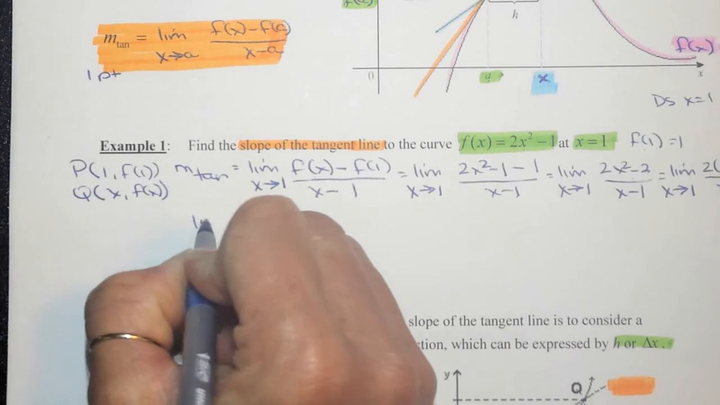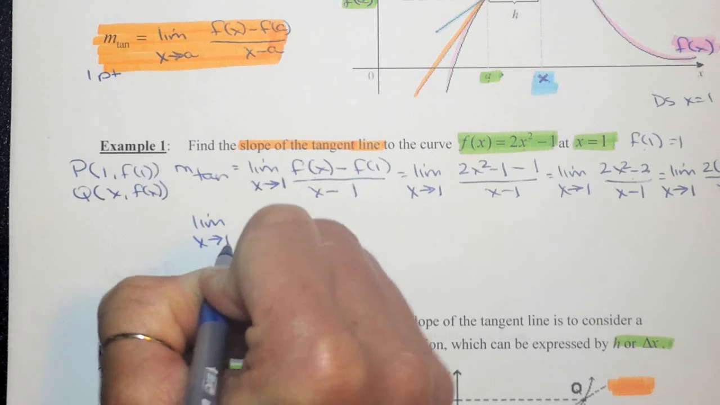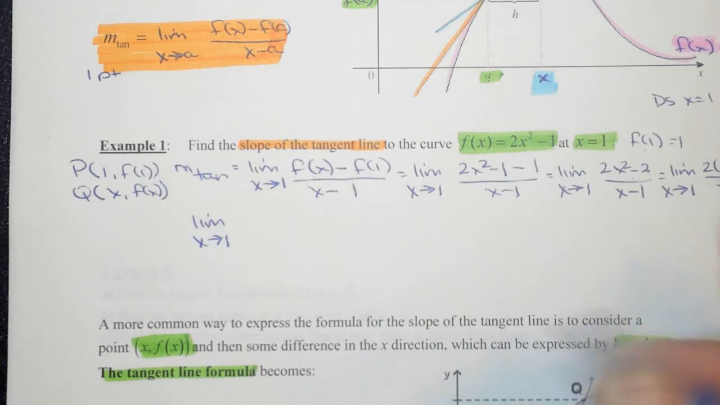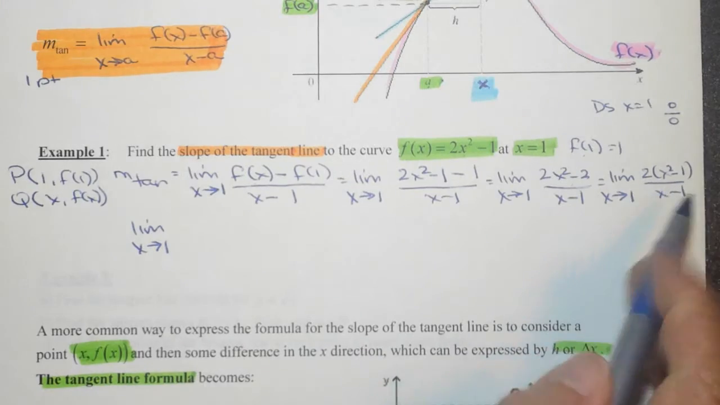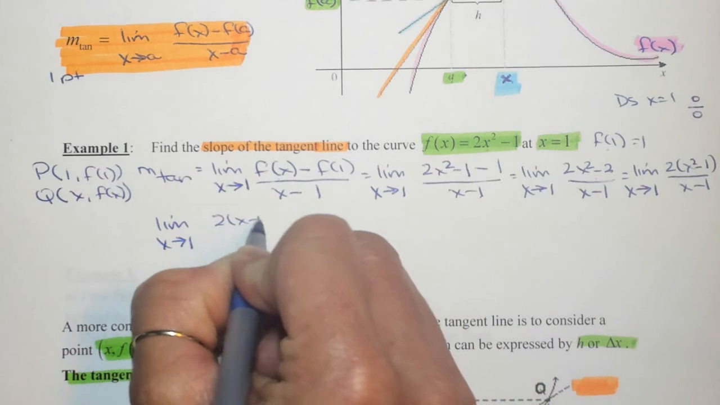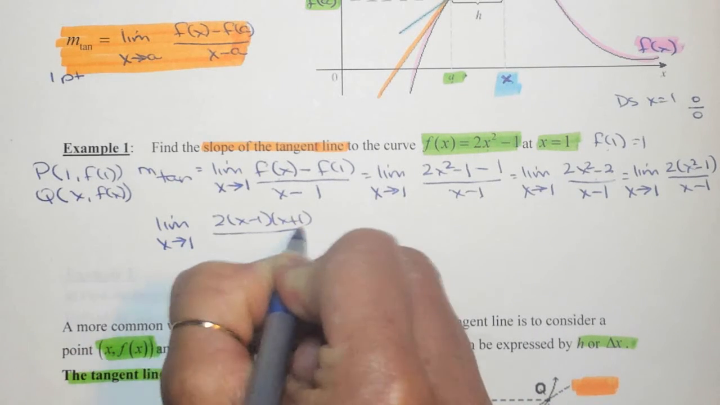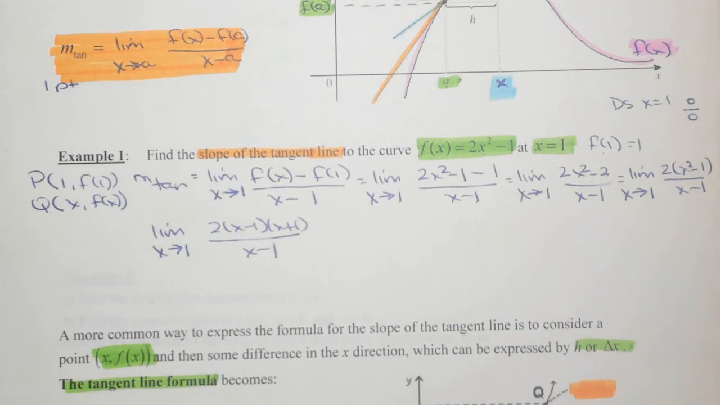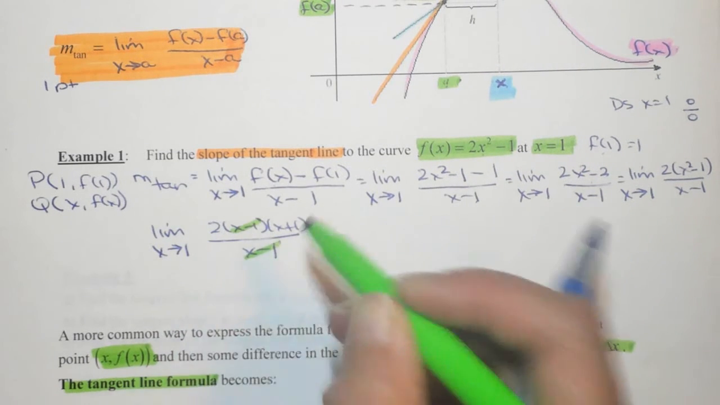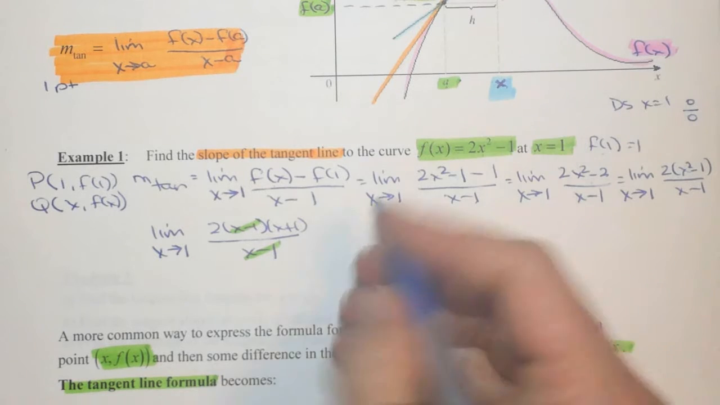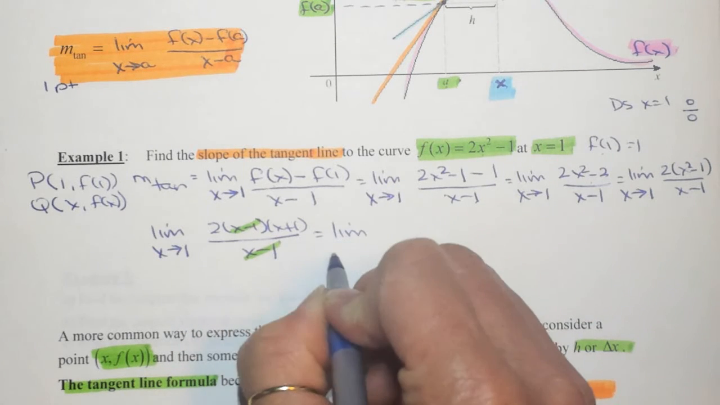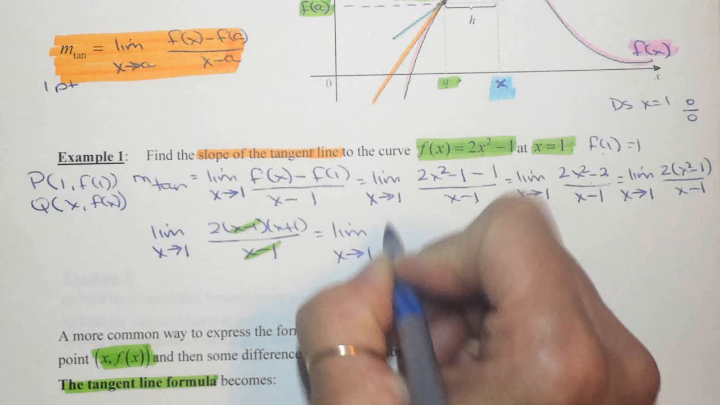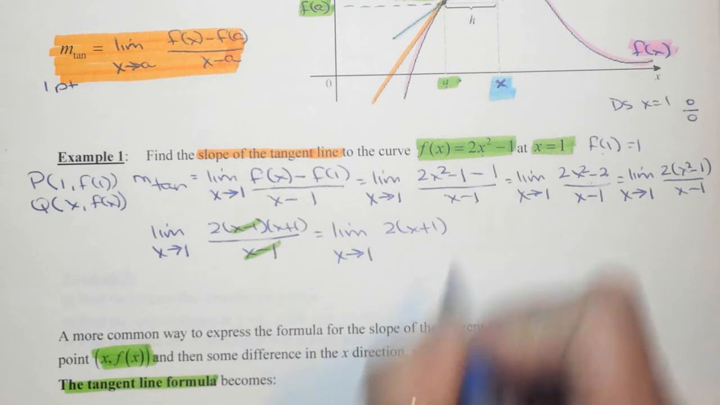So we have the limit as x approaches 1. I'm going to factor this difference of squares over here. It was a difference of squares. 2 times x minus 1, x plus 1 over x minus 1. So what that allows me to do now is cancel out this x minus 1 and this x minus 1. So we have the limit as x approaches 1 of 2 times x plus 1.